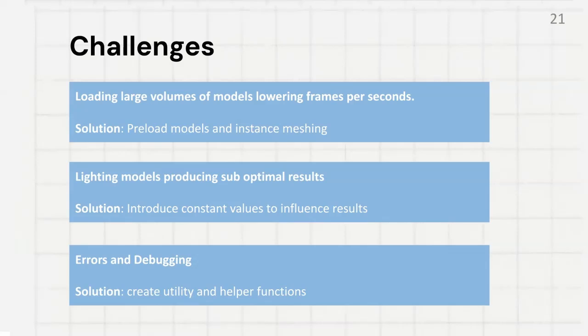Second, we had suboptimal results for the scene being produced by the stadium lights. To alter this, we introduced a constant value to increase the intensity of the stadium lights because we wanted them to be brighter. Next, we have errors in debugging. To help with this, we created utility functions, such as one for visualizing the collision box for AABB, as well as one for visualizing what the scene looks like from the light's perspective, for debugging and getting the right settings for our shadows.